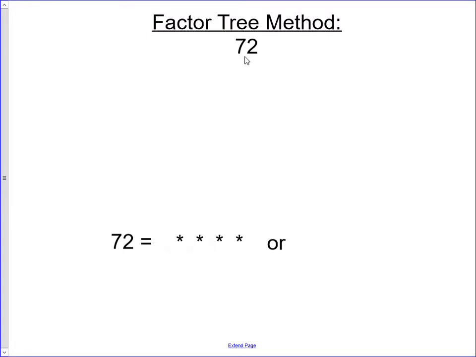Well, I'm going to start out with just a basic math fact. 9 times 8 is 72. And then I'm going to check to see if either one of these numbers are prime. Well, 9 is not prime because I can do 3 times 3. 8 is not prime because I can do 2 times 4. Now if I check what's on the end of each one of these branches, 3 is a prime number, so I can't go any further here.